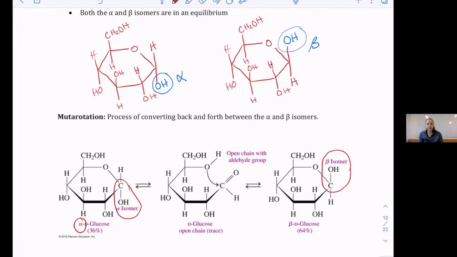So specifically for glucose, it's not a perfect equilibrium in that it's not 50-50, but there's an equilibrium of about 36% to 64%. So particularly glucose likes to favor the beta form of glucose. The process that converts back and forth between alpha and beta isomers is called mutarotation.